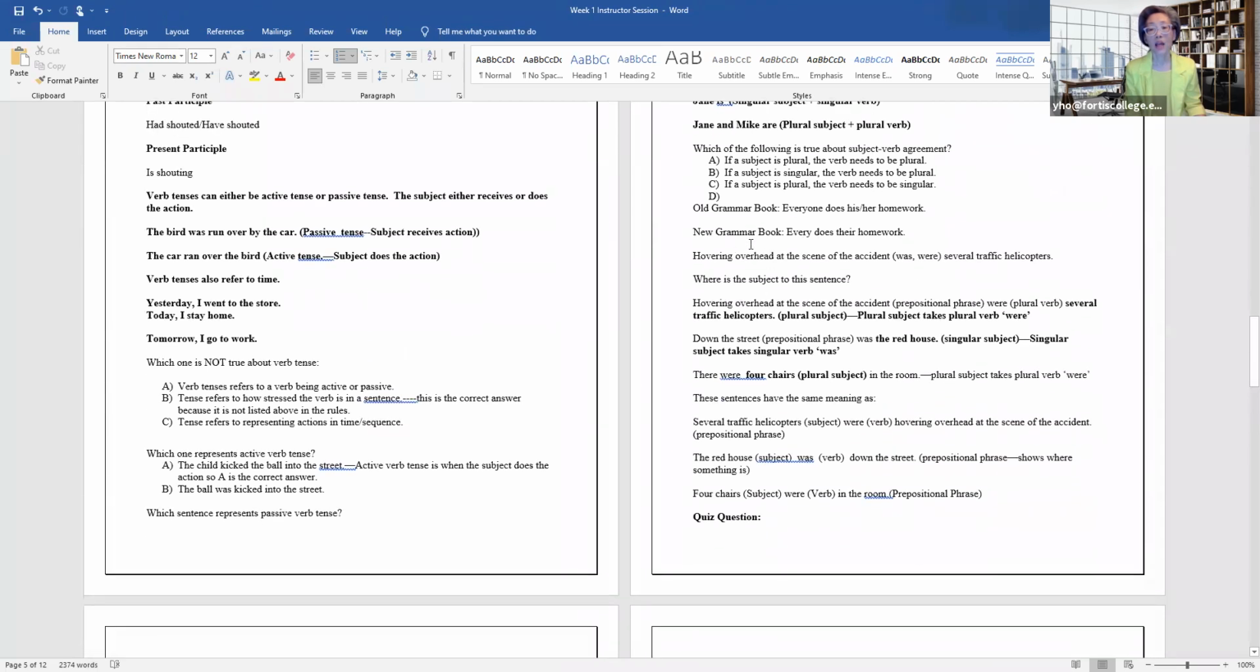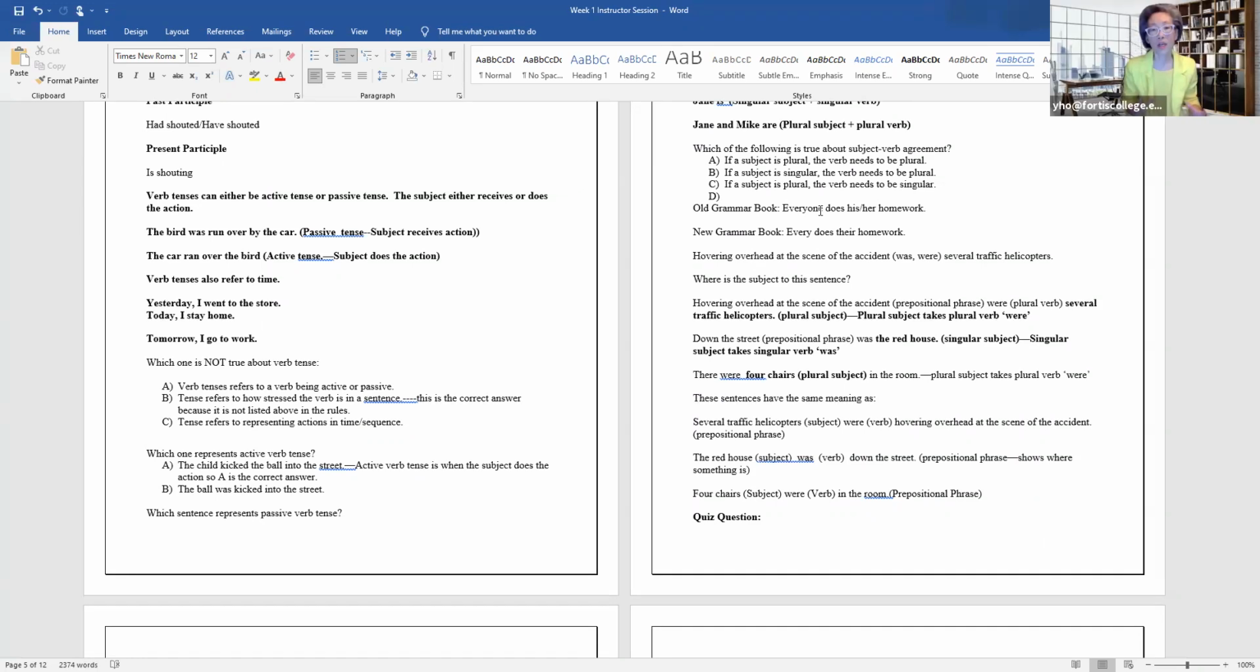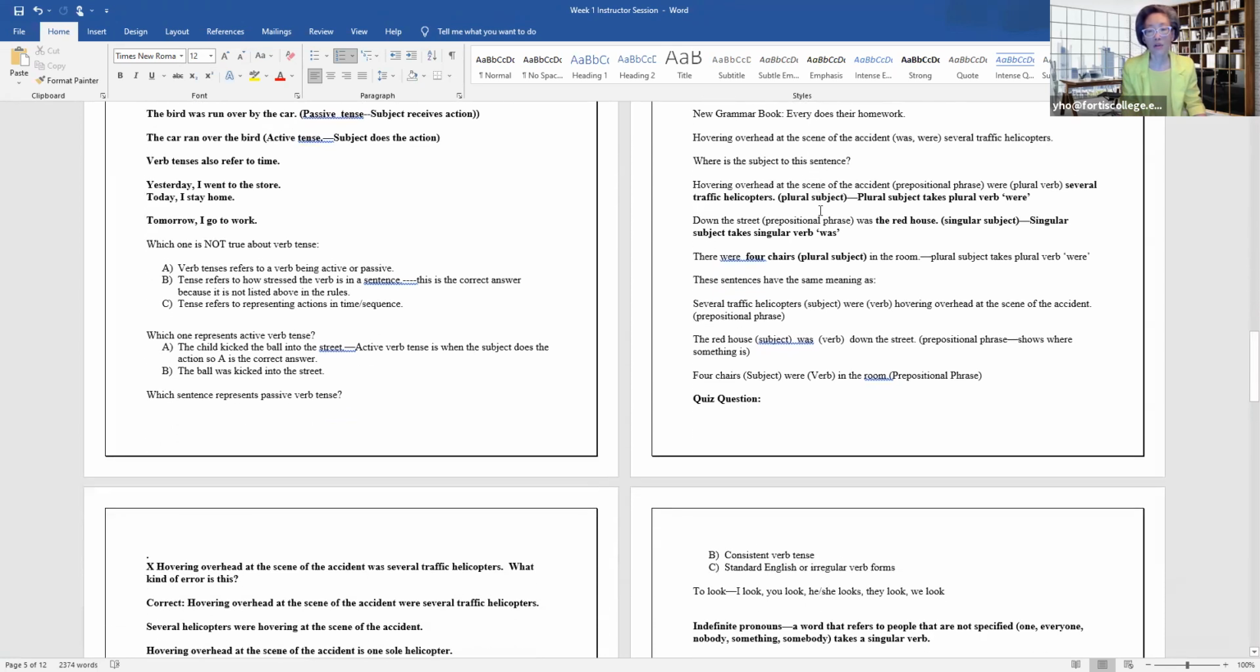So when you have "everybody does their work," on this quiz they're going to say "everyone does his or her work." Every time you have a word like everyone, somebody, nobody, or anybody, all of those take a singular verb and a singular possessive pronoun. So everyone does his work. Nobody is perfect. So always use singular subject-verb agreement with everybody, somebody, nobody, and anybody.